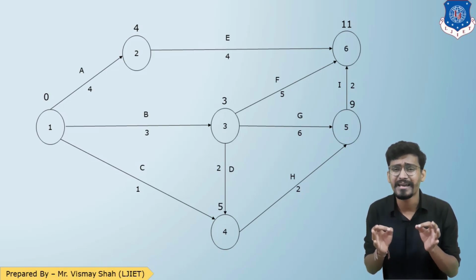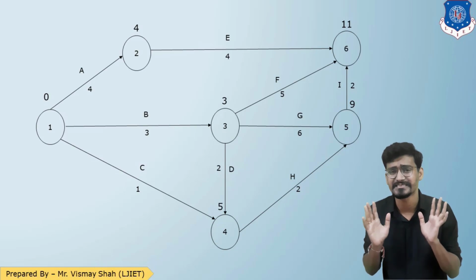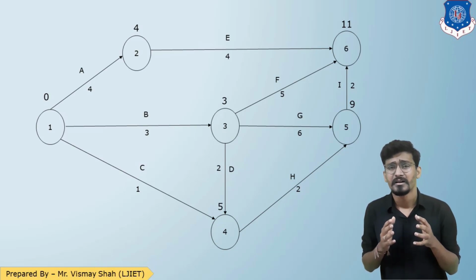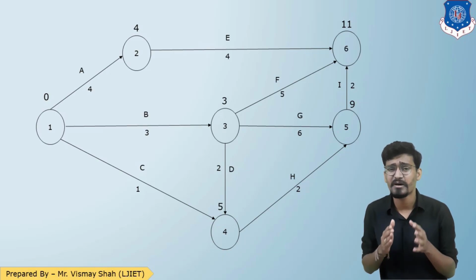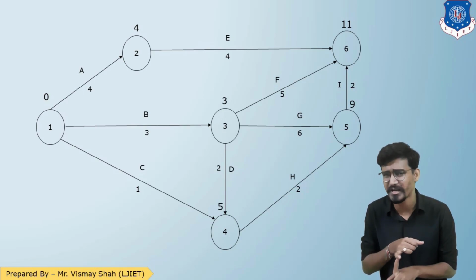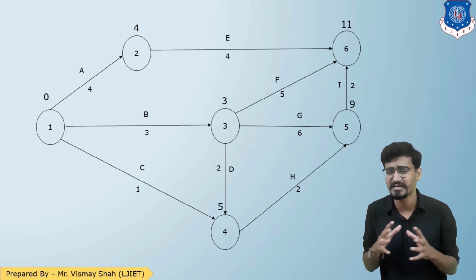Students, what we have done here is we have completed forward path analysis. Now, this is known as forward path analysis. Because there are activity names and activity durations, I am writing above the event the TE, or the event timings.